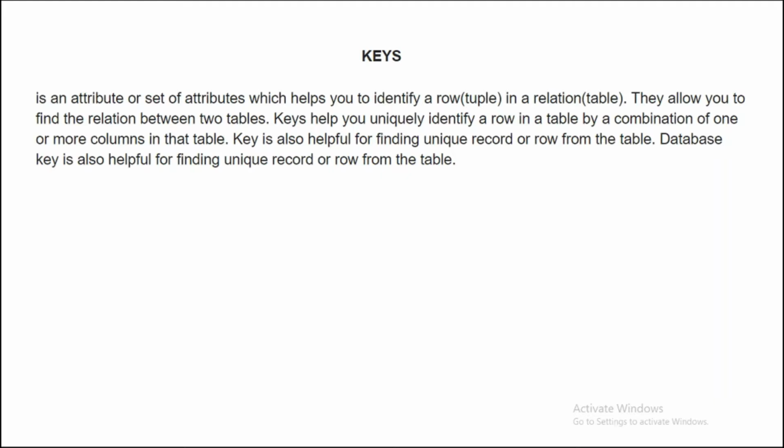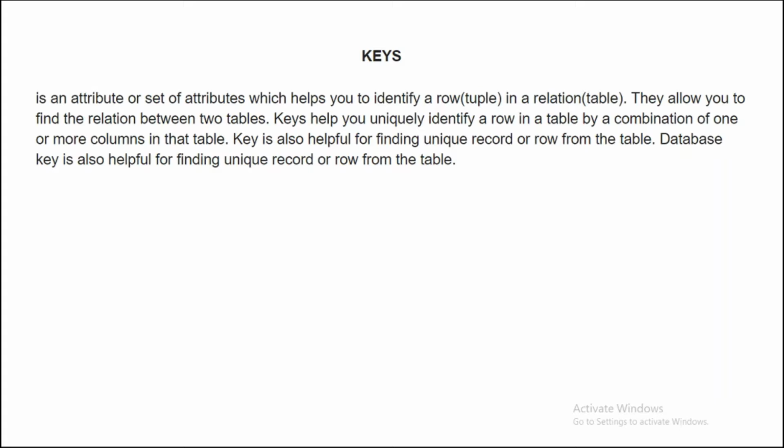So first try to understand the definition. What is a key? A key is a set of attributes which helps you to identify a row in a table. Here we need to understand a few terminologies like tuple. What is a tuple? As you know, there is something called a row, and a row is a combination of single or multiple columns. Every row would have cells, and a cell is a combination of a row and a column. So tuple is also termed as a row.